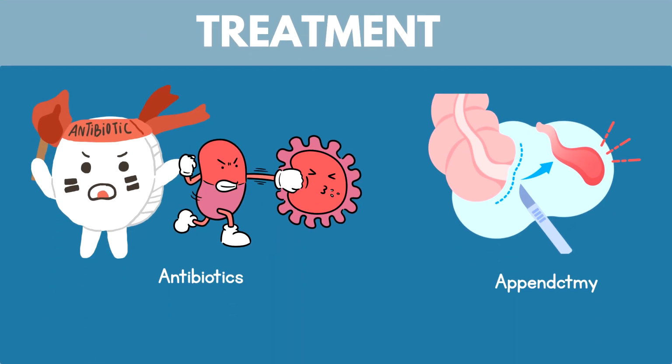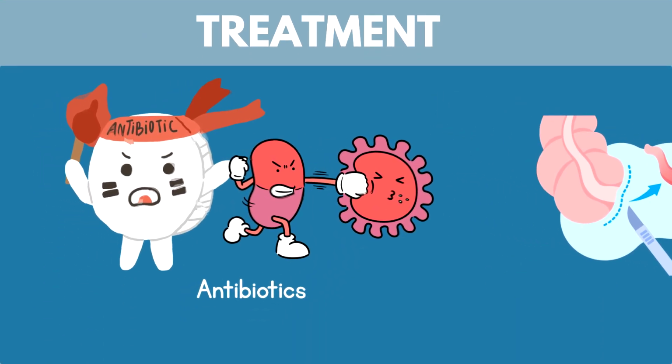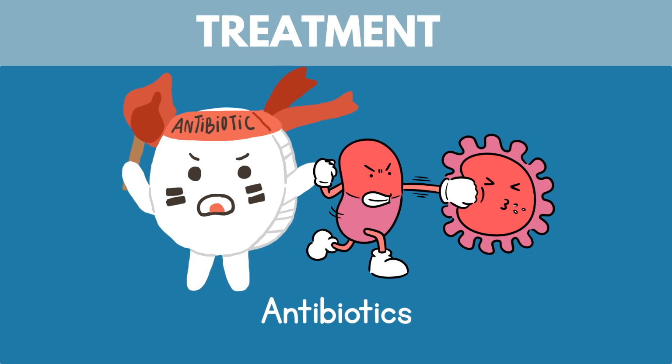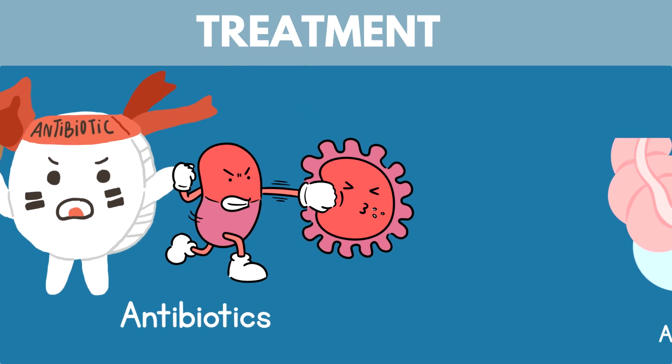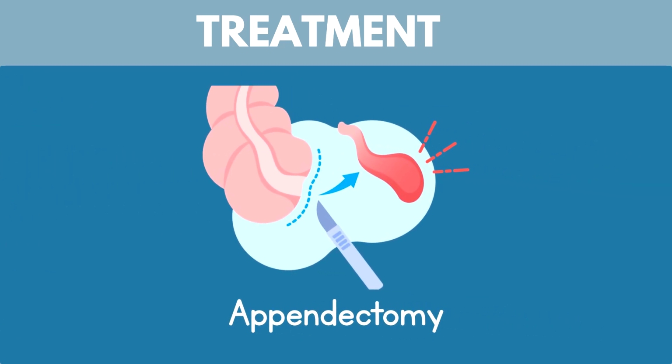Moving on to treatment options. Appendicitis treatment usually involves surgery to remove the inflamed appendix. But before surgery, you may be given a dose of antibiotics to treat infection. After taking antibiotics, your appendix will usually need to be removed as soon as possible. There are two ways in which surgeons approach this.